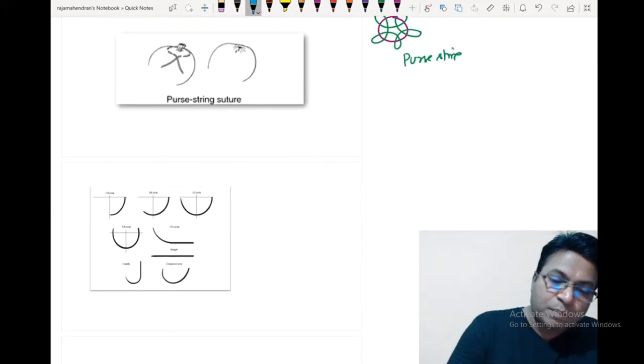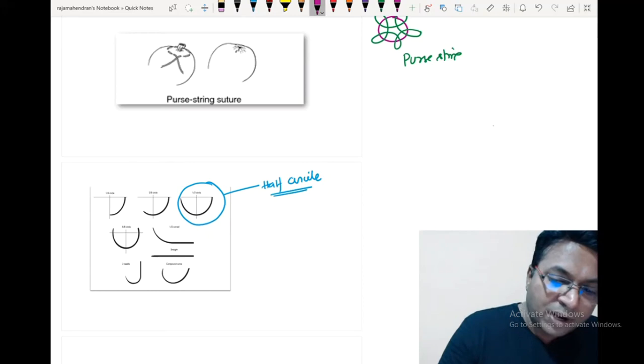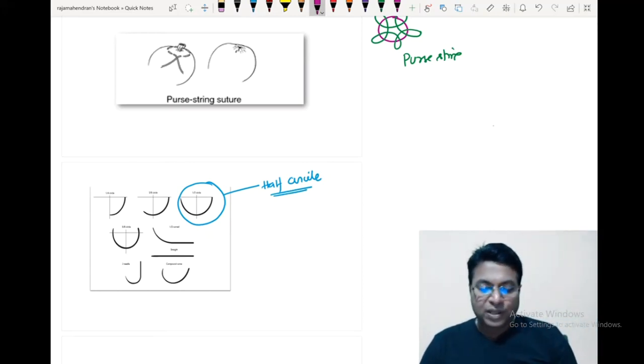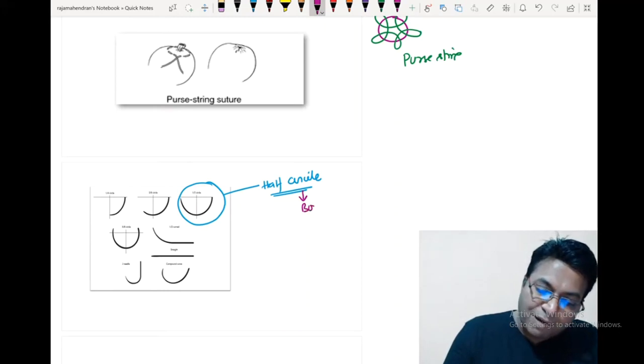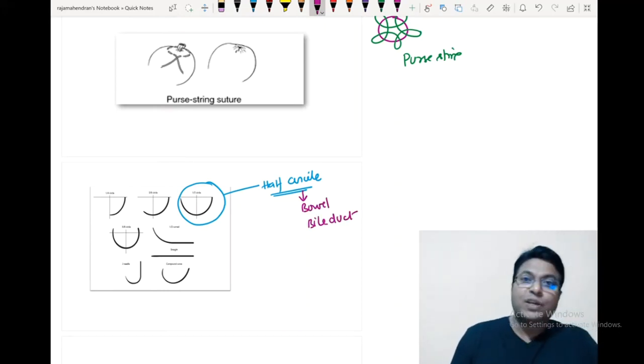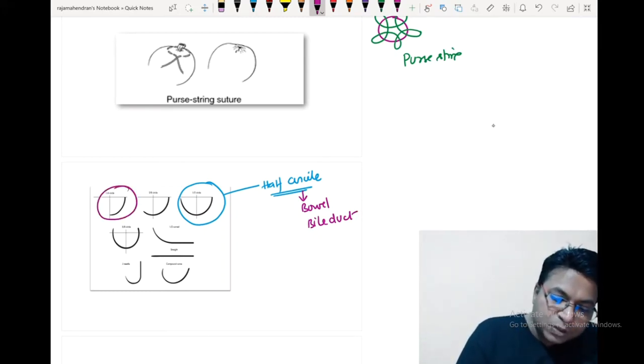And coming to the most important thing, that is needles. This is a commonly used needle, nothing but the half circle needle. For FMG exams, they usually ask only the common materials, not rare questions. The half circle needle is the one used for bowel and bile duct, so for bowel and bile duct we use this half circle needle. Can you see there is a quarter circle needle? This quarter circle needle is used for ophthalmic surgeries.